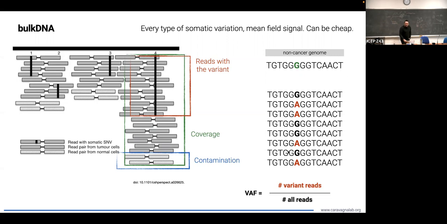But the kind of quantity we pay the money for, and the kind of quantity we use for what we're going to do in our lectures, is the variant allele frequency. It's the ratio between the number of reads that come up with the variant, so the number of reads that come up with an A here, and the overall number of reads we can pile up at a certain locus. So here we would have 1, 2, 3, 4, 5, 6, 7, 8 reads as total coverage, that's what we call the coverage, this green thing here, and 1, 2, 3, 4 reads with a mutation. So the variant allele frequency will be exactly 50%.